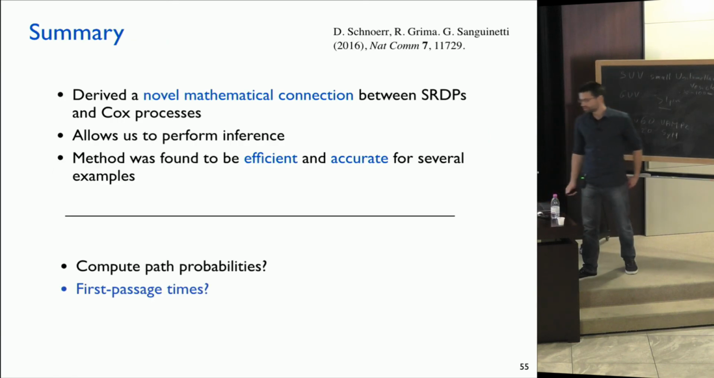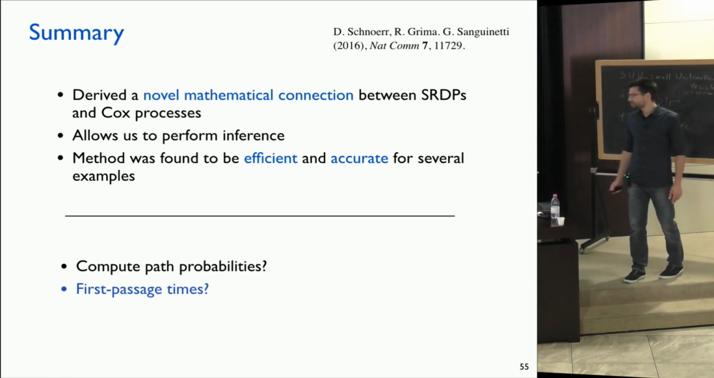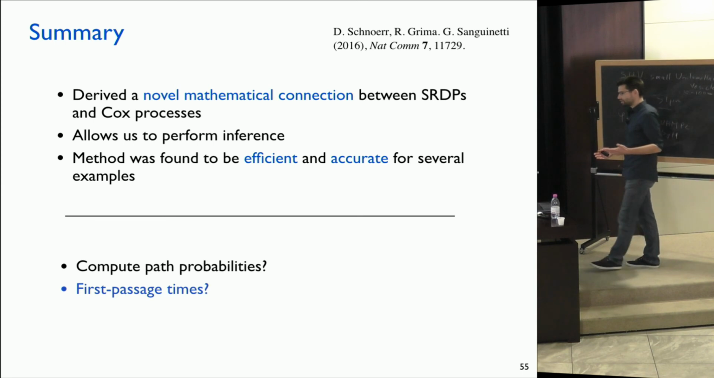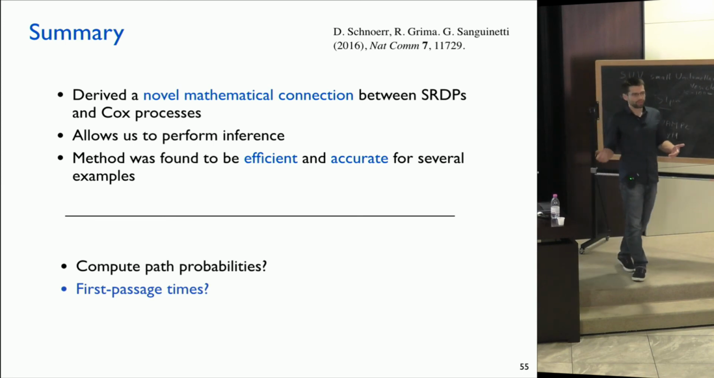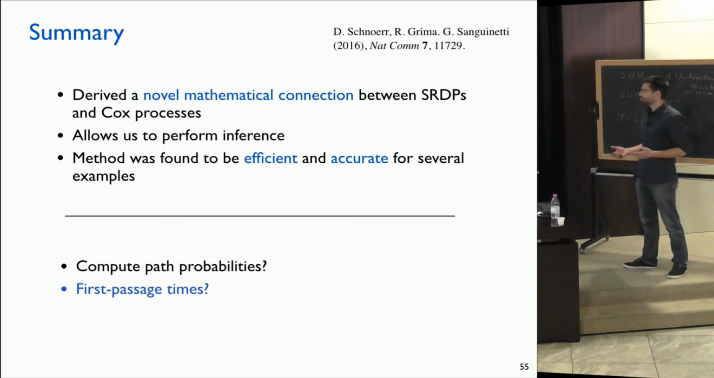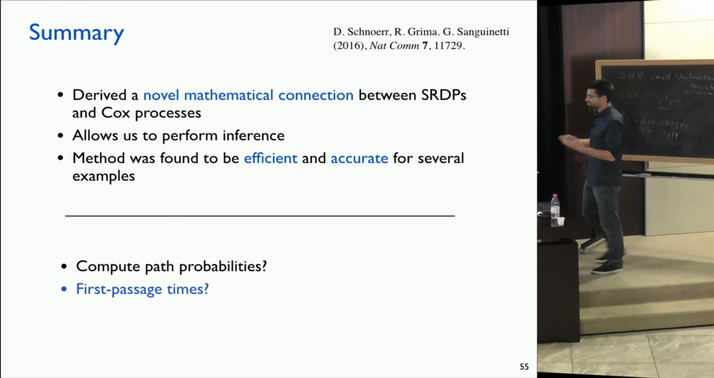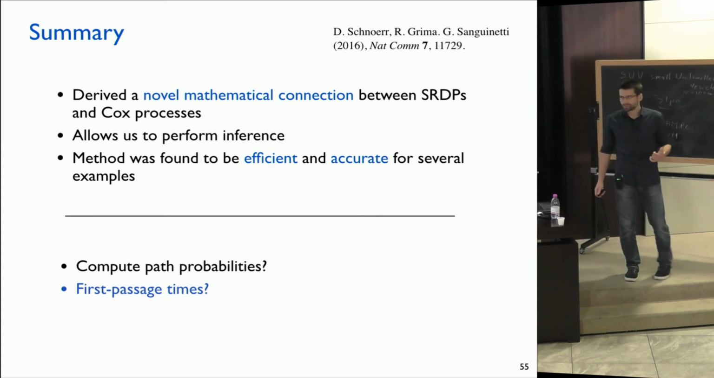Okay, let me summarize the first part. As we've seen, there is a mathematical connection between stochastic reaction diffusion processes and Cox processes. And as we have also seen, this can be used to perform inference. In the examples we looked at, the method turned out to be quite accurate and efficient.